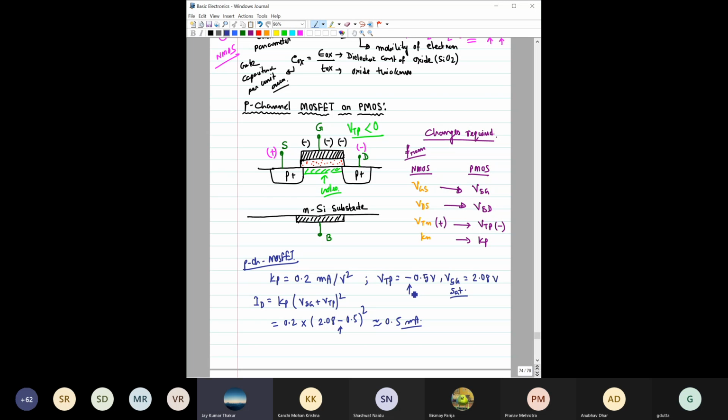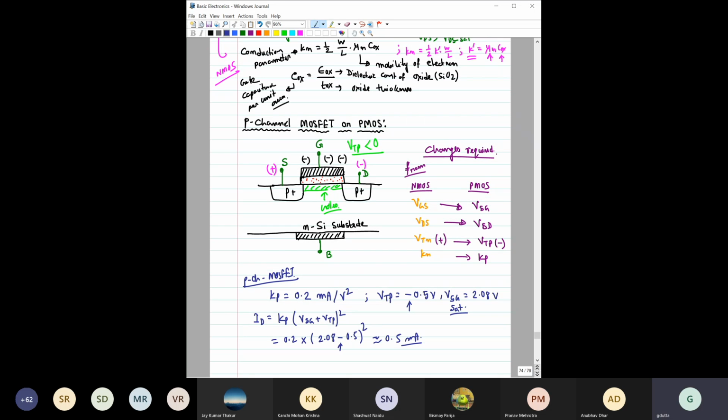Sir, but in the equation it is VGS minus VTN. No, in this case it is different. So for a P-channel MOSFET, the equation is VSG plus VTP, where you have to put the negative sign. You can also understand it from here. See, VSG is basically the negative voltage you are applying at the gate terminal compared to the source terminal, right?